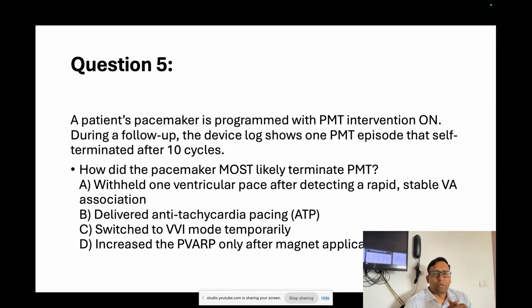And finally, the last question. A pacemaker patient with pacemaker programmed with a PMT intervention on. During the follow-up, the device shows one PMT episode that self-terminated after 10 cycles. How do the pacemaker most likely terminate the PMT? So, withheld one VPC after detecting the rapid stable VA association, delivers anti-tachycardia pacing, switch to VVI mode temporarily, increases the PVAV only after the magnet application.